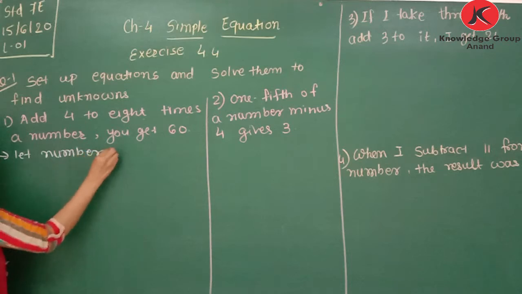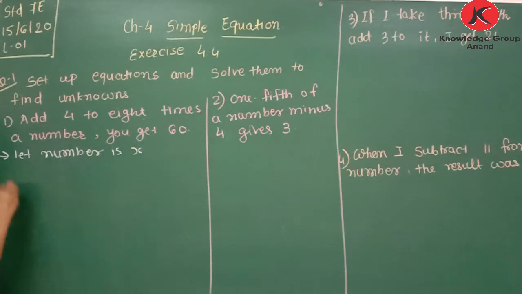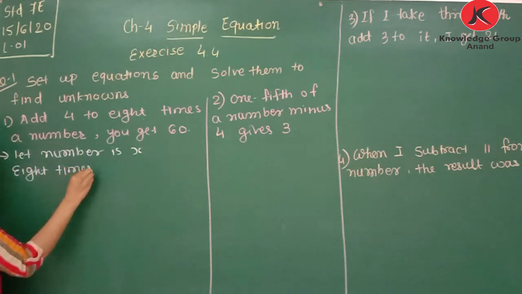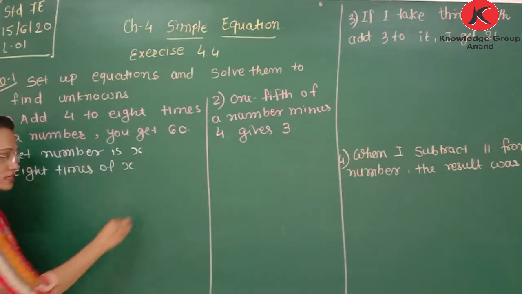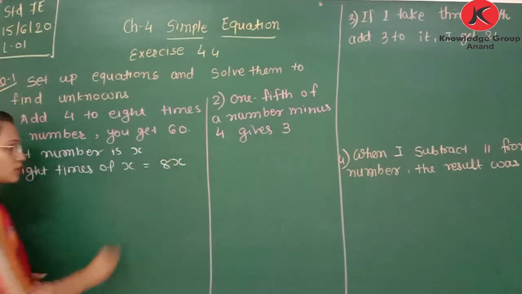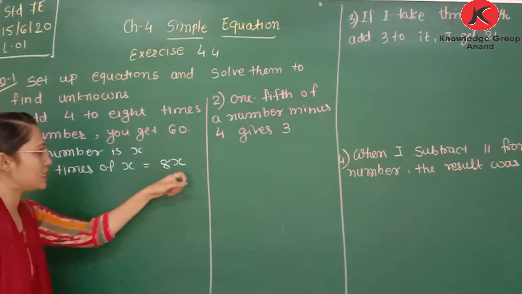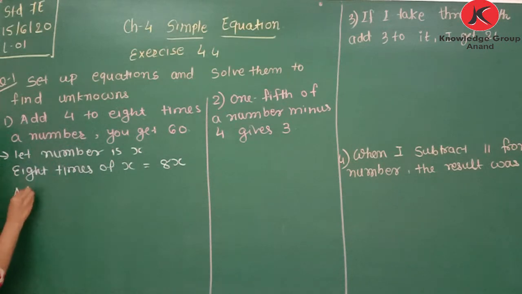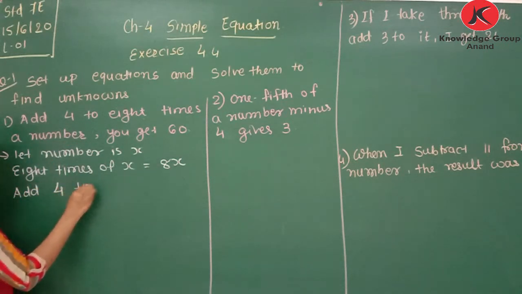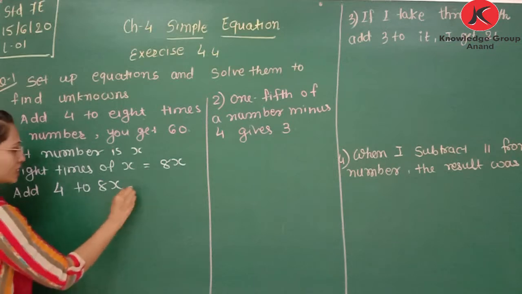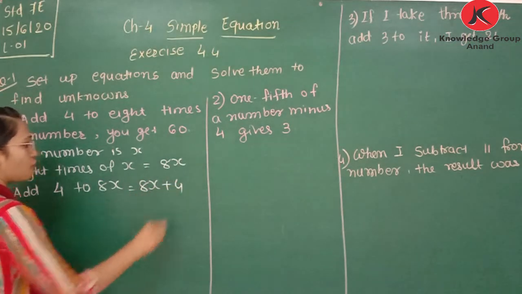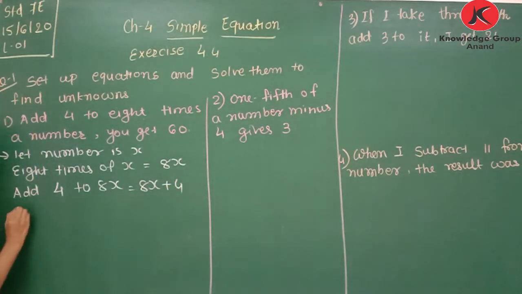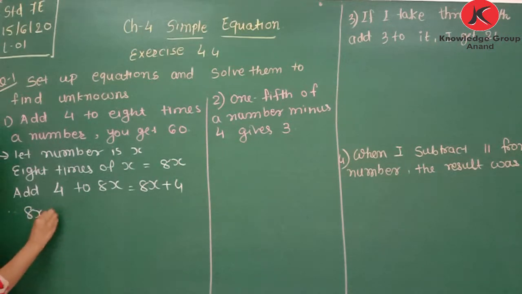number is x. 8 times of x, that is 8x. Now in 8x, that is 8 times of number, you need to add 4. So add 4 to 8 times x, that is 8x plus 4, you get 60. So we can write 8x plus 4 is equal to 60.